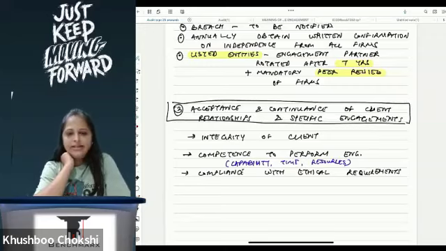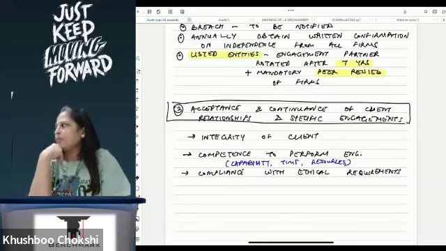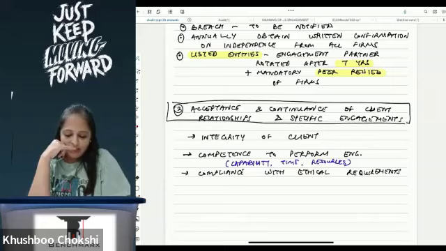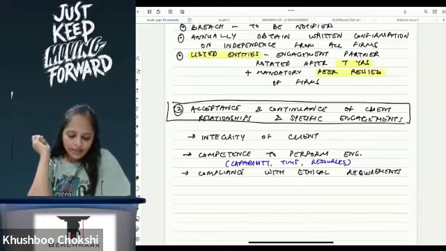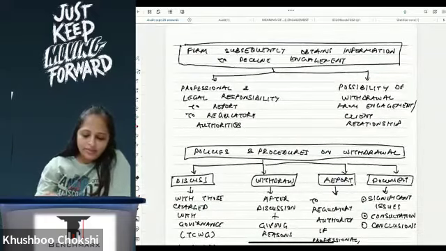Under that, first is integrity of client, second is competence to perform engagement, in bracket write down capability, time, resources, and third, write down compliance with ethical requirements.